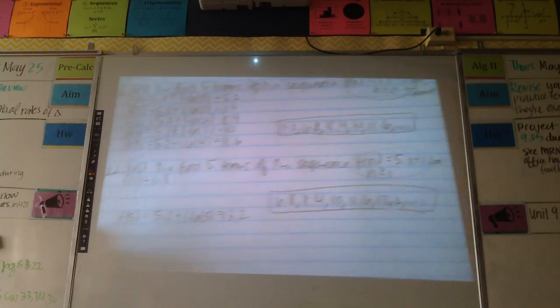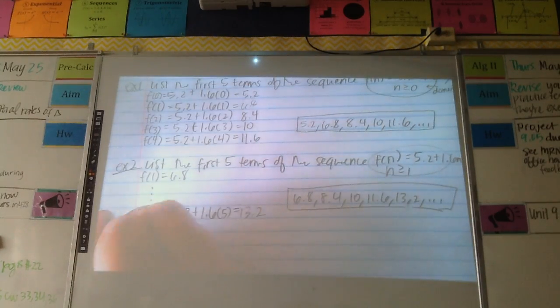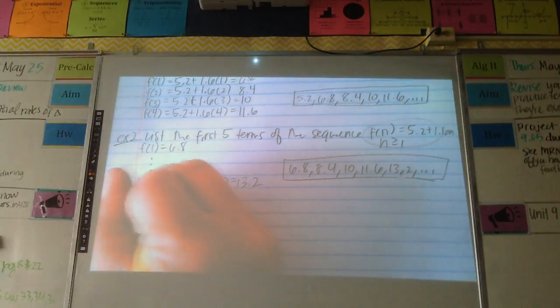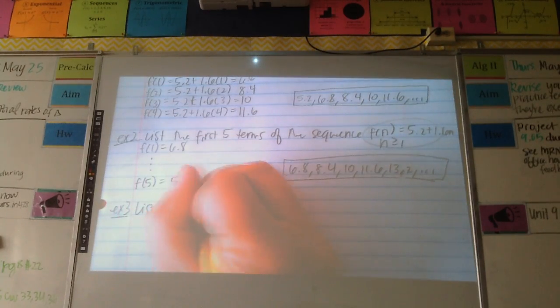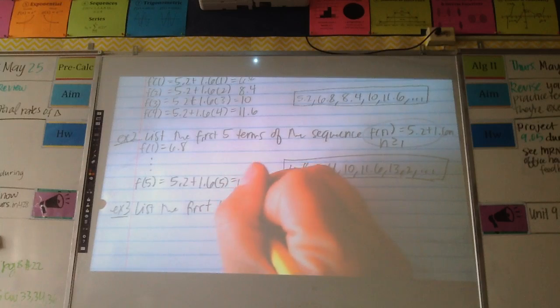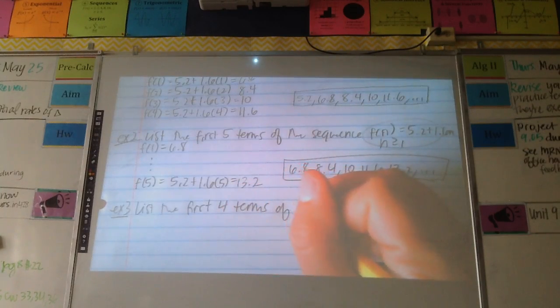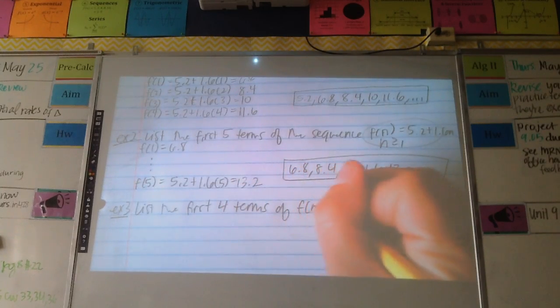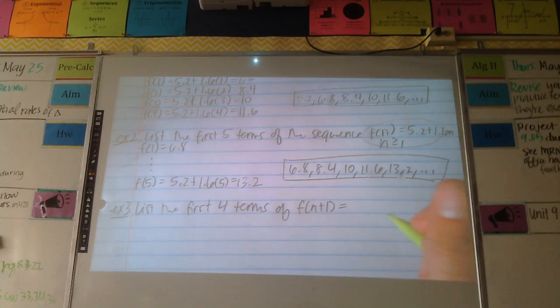All right, let's take a look at another example. List the first, let's say, 4 terms of the sequence f of n plus 1 equals f of n minus 3, and f of 0 is 2.